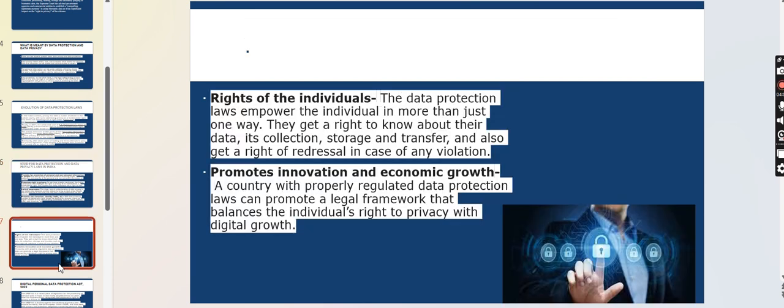Let's come forward to the rights of the individual. Data protection empowers the individual. How? Let's see. It sets up an effective grievance redressal. They get to know about their rights, and their data collection, storage, and transfer should not be violated in any case.